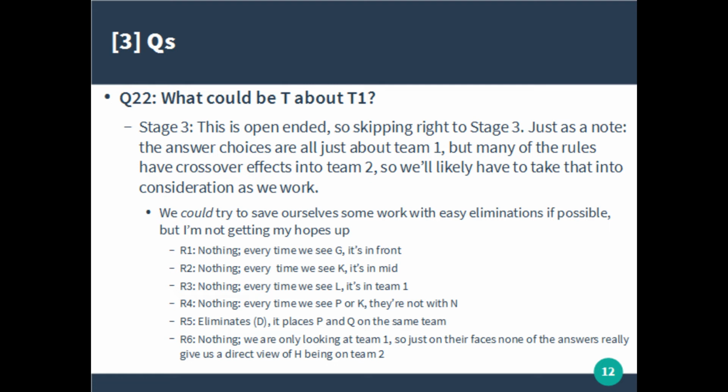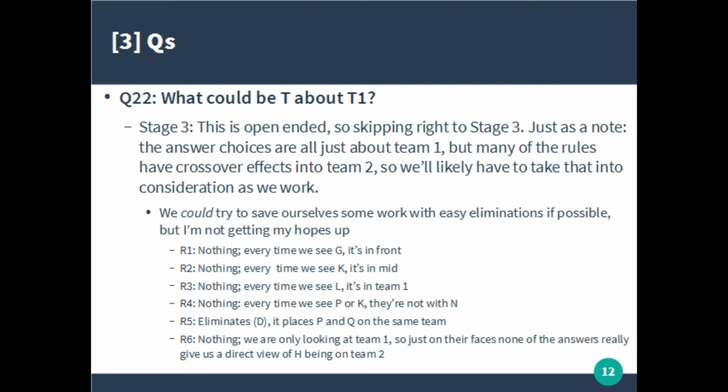Rule 1 doesn't eliminate anything for us because every time we see G, it is in the front position as rule number 1 demands. So rule number 1 so far on its face doesn't get rid of anything. Rule number 2, every time we see K, it is in a middle position. So rule number 2 doesn't get rid of anything for us. Rule number 3, similarly nothing. Every time we see L, it is in team 1. So there's nothing to eliminate based on just rule 3 on its face. Rule number 4 similarly gives us nothing. Every time we see P or K, they are not with N, so they are not in violation of rule 4.